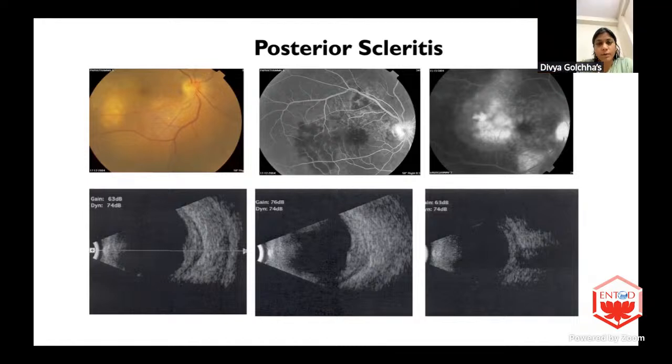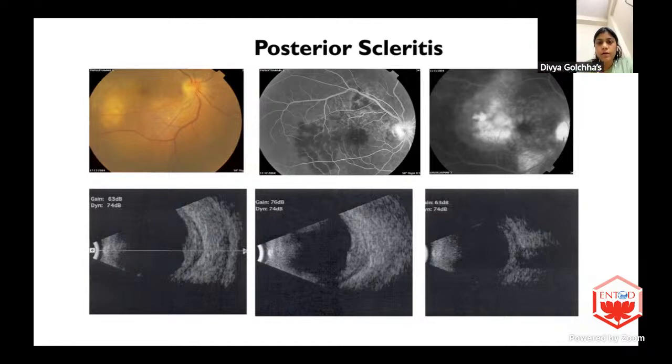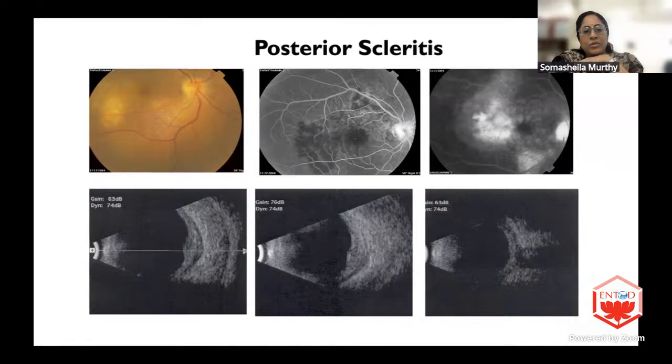Okay. Thank you. Also, when you describe the FFA, talk about leaking, blocked fluorescence, bright vessels, areas. So start with the disc, the blood vessels, and then talk about the rest. For example, you said vasculitis. You're giving a diagnosis from the FFA, whereas you need to describe what you see on the FFA.